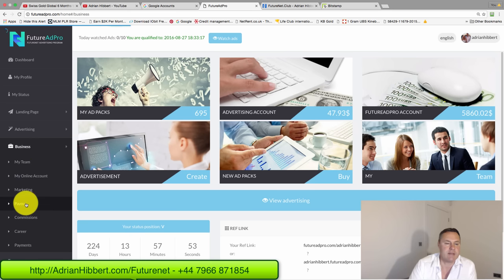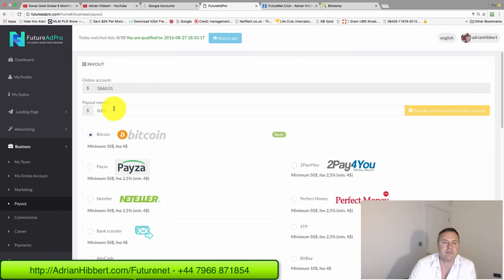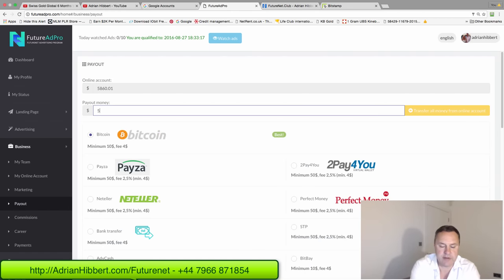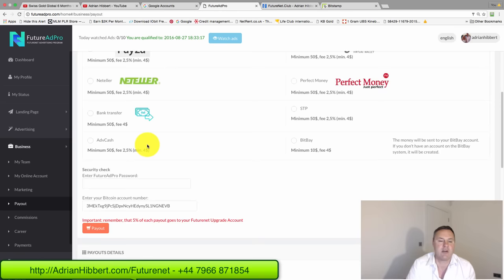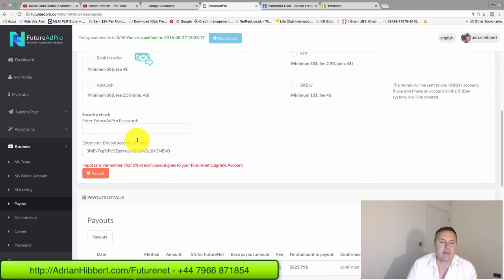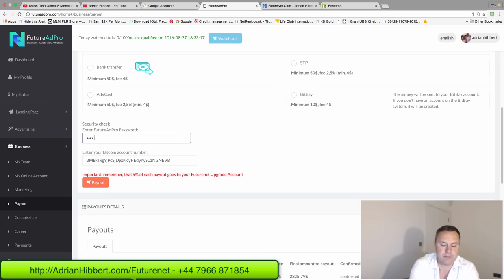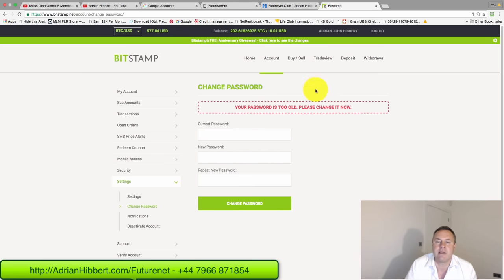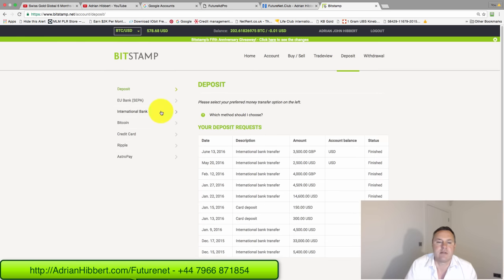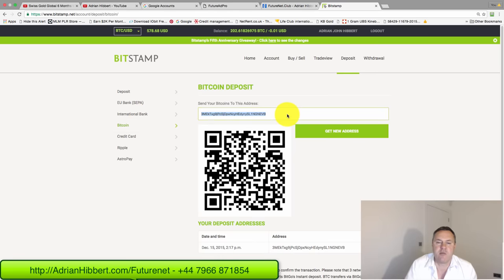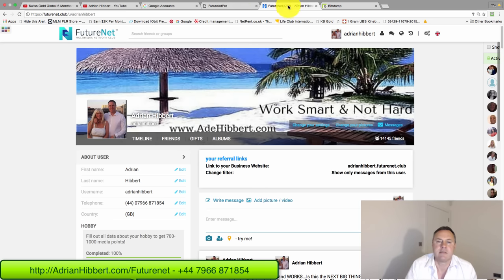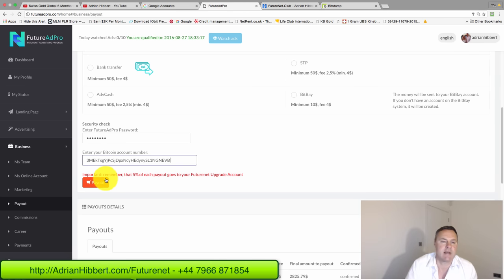Into business, into payout. Let's see if I can withdraw the full amount, 5860.01 into Bitcoin, okay. Put the password in. Check that this Bitcoin wallet address is right. Starts with 3M, ends in VB. I use Bitstamp as one of my preferred wallets. 3M, VB, that's correct. And let's click payout and see what goes on.